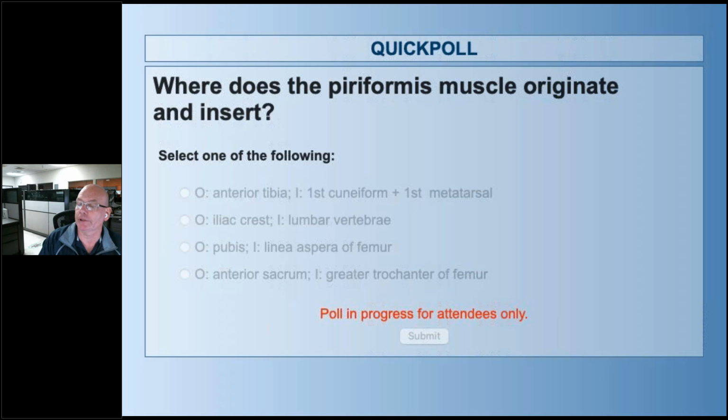Five seconds left. Go ahead and answer. If you haven't, take a stab at it. Best guess. Educated guess.